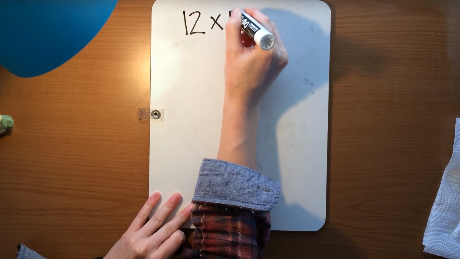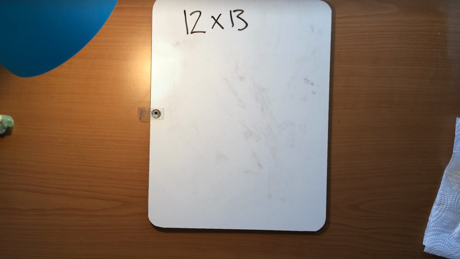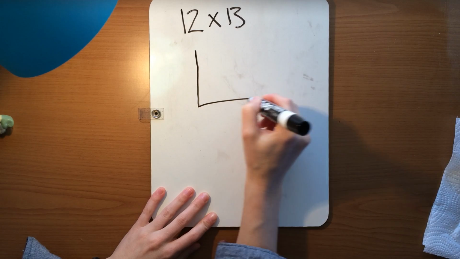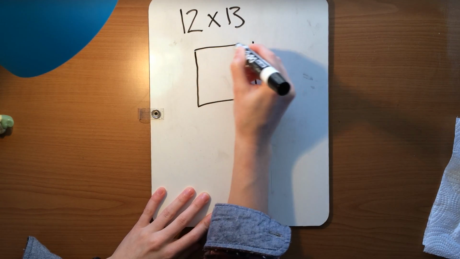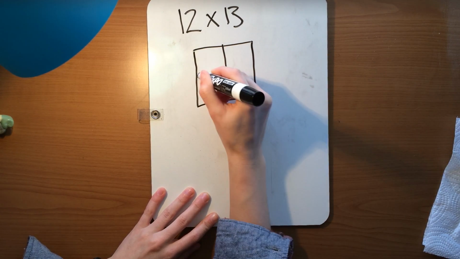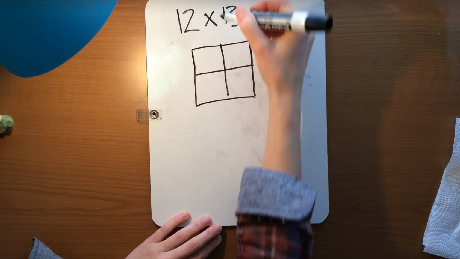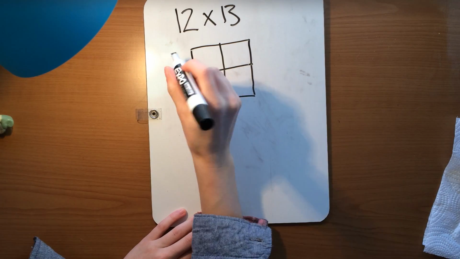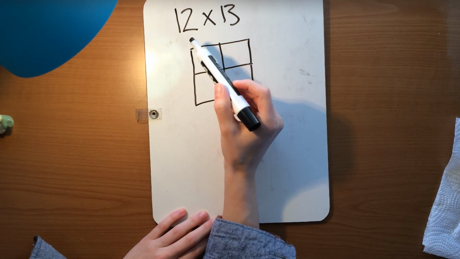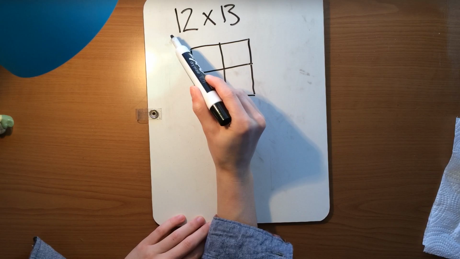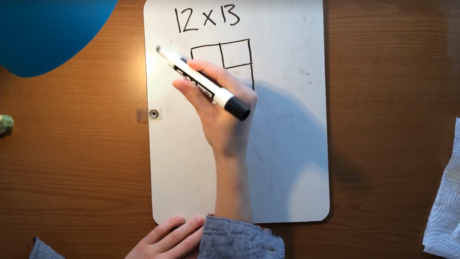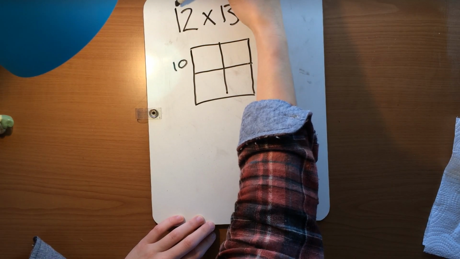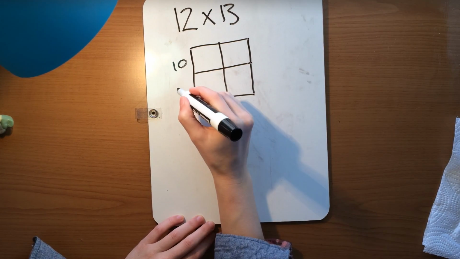12 times 13. And this is called the box strategy, so you guessed it, we'll go ahead and make a box. Now, since our numbers have two digits in them, we'll go ahead and create two sides on each side of the box for the numbers you'll see. We'll start with 12. There is a 1 in the tens place, so we'll go ahead and write a 10 next to this first side for that number 1, and then a 2 in the ones place.